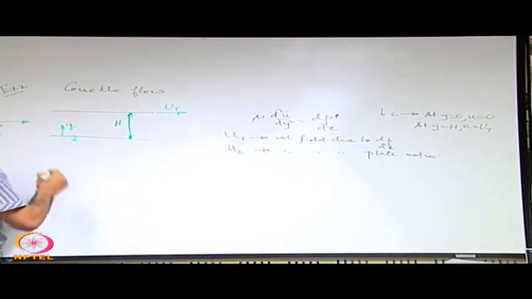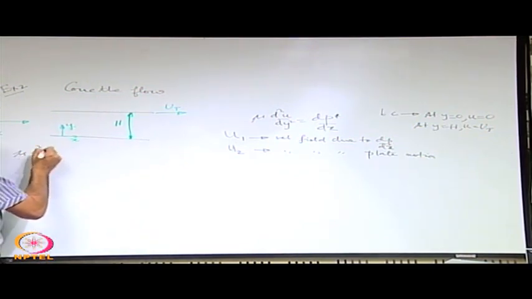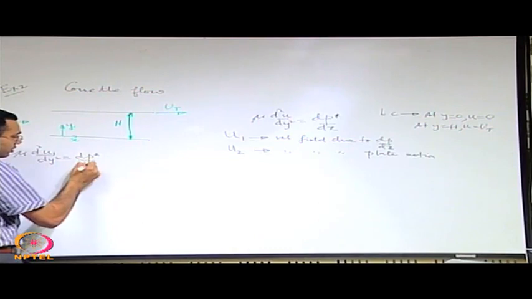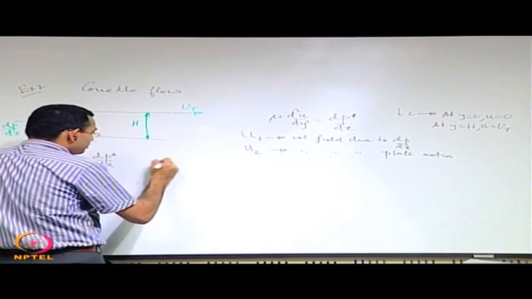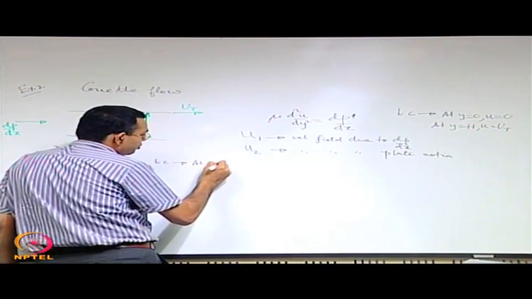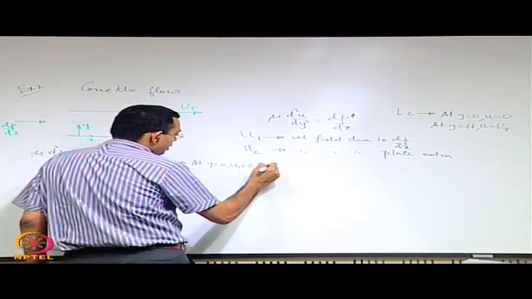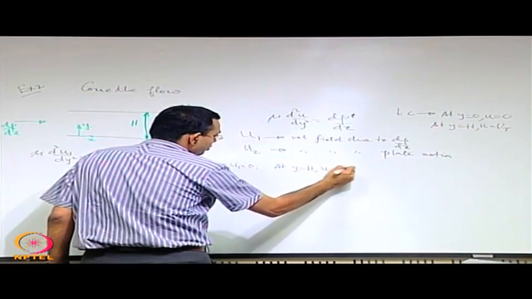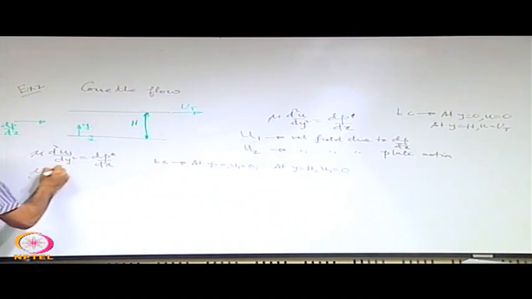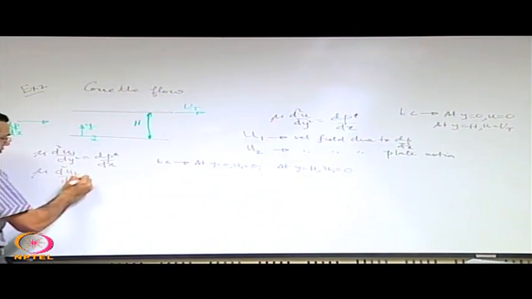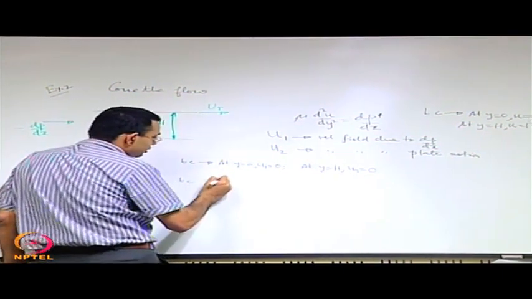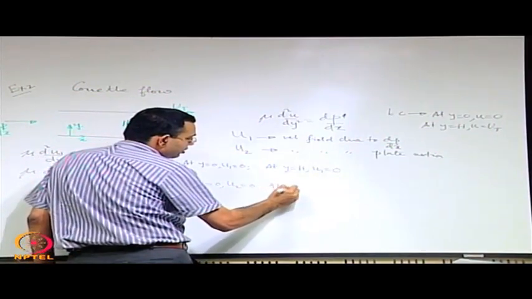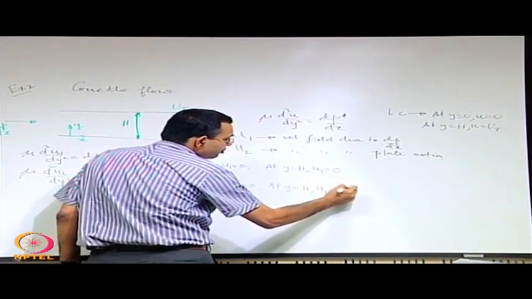Now let us say that we are writing this problem in this way: mu d2u1/dy2 is equal to dp*/dx, with the boundary conditions at y equal to 0, u1 equal to 0, and at y equal to h, u1 equal to 0. And mu d2u2/dy2 is equal to 0, with boundary conditions at y equal to 0, u2 equal to 0, and at y equal to h, u2 equal to ut.